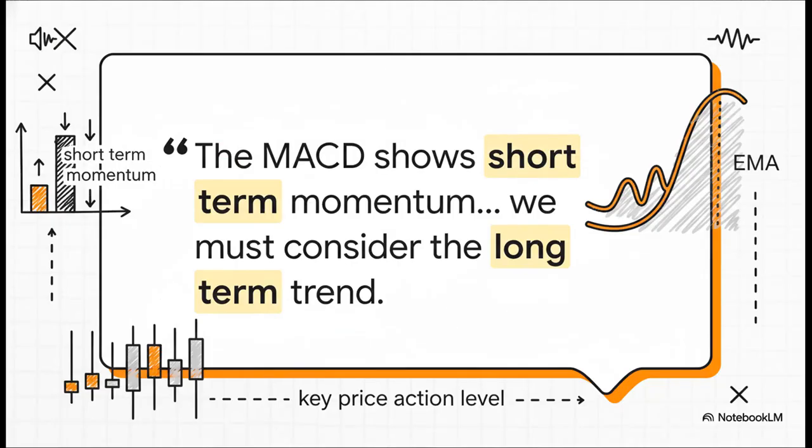Look, if there is only one thing you remember from everything we just talked about, please let it be this. The MACD by itself is only telling you about short-term momentum. That's it. You have to give it context. You have to combine it with the bigger picture, whether that's a trend indicator like an EMA or a key level on your chart. A MACD crossover with no context is just random noise.